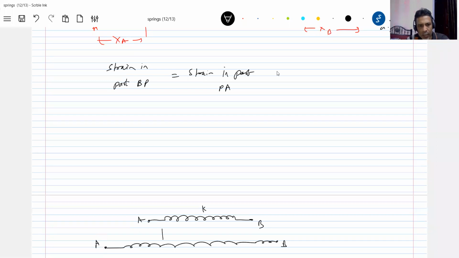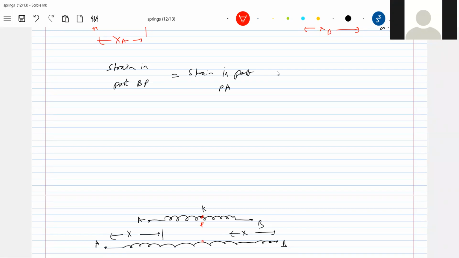Both the ends I'll give same displacement. Tell me, the midpoint will not undergo displacement. Am I right? Yes, sir. Finish or no? This, you take an elastic band. That's why I'm telling this one.